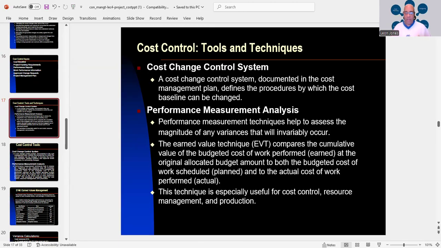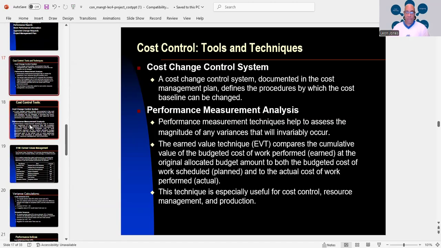And we have our EVT, which is our earned value technique, and it compares the cumulative value of the budgeted cost of work performed, which is earned at the original allocated budget amount, to both the budgeted cost of work scheduled, which is planned, and to the actual cost of work performed, that's actual. This technique is especially useful for cost control, resource management, and production.